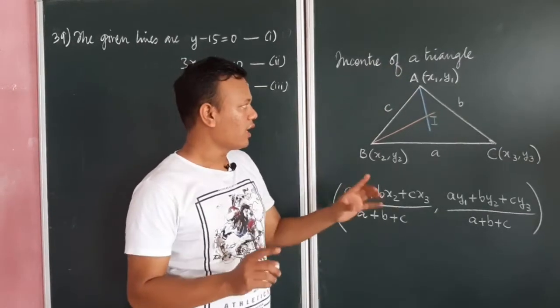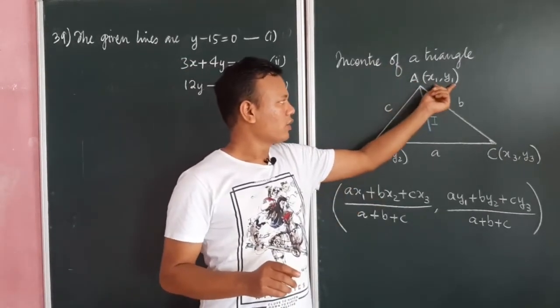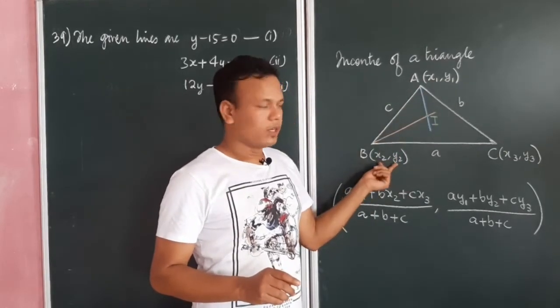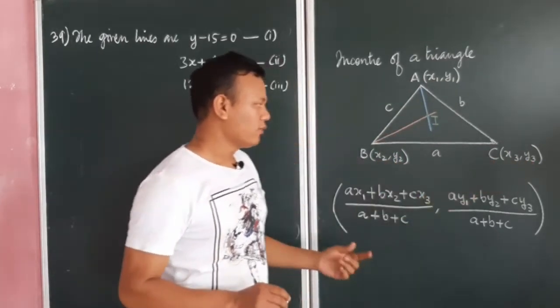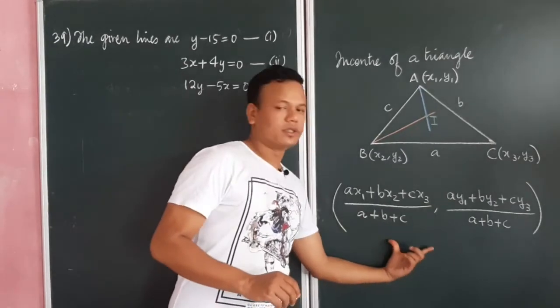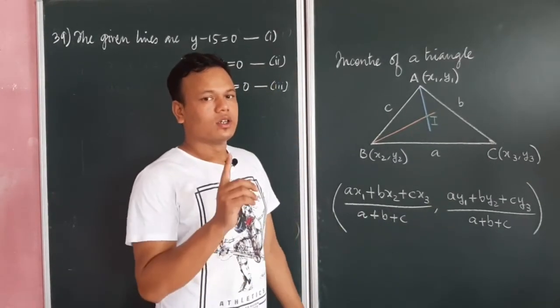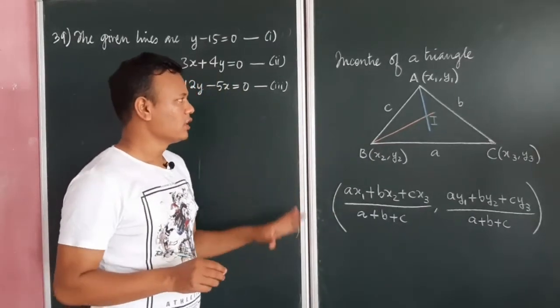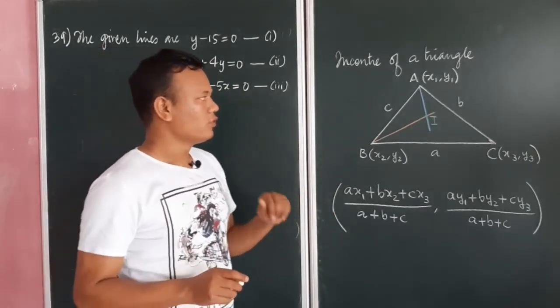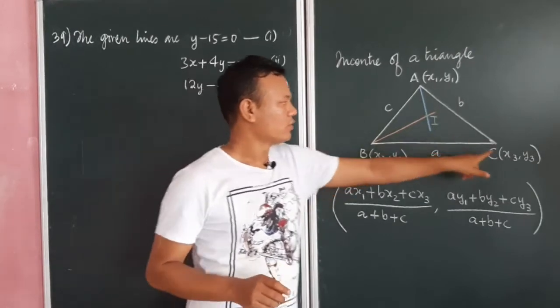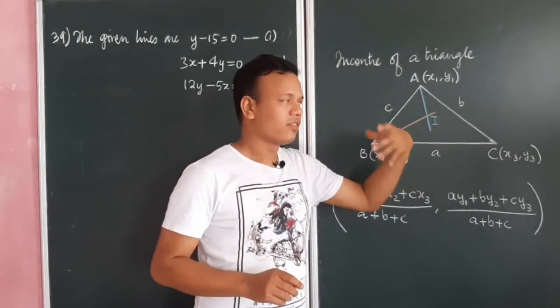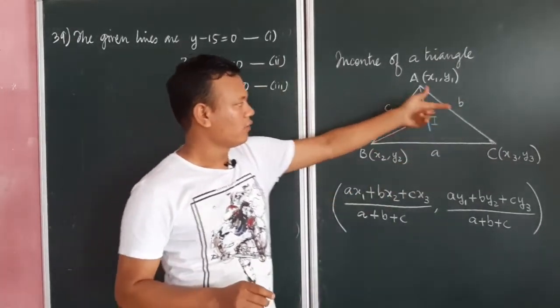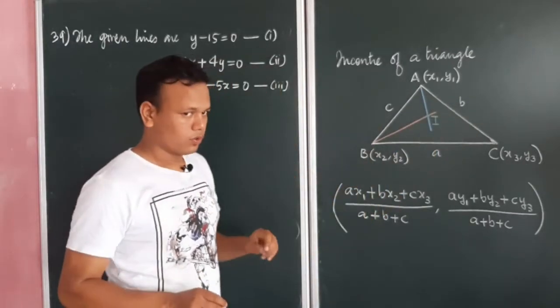Okay, so if you have the coordinate of A to be x1 y1, coordinate B to be x2 y2, and coordinate C to be x3 y3, then this particular formula gives you the incenter of this particular triangle. Okay, so having understood this, we came to know that first we need to find the coordinates of the vertices, yes, and after finding we need to find the length of each side. So that's what we are going to do out here.